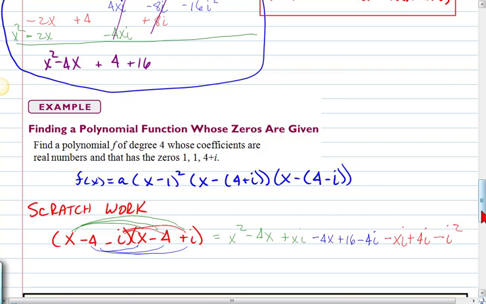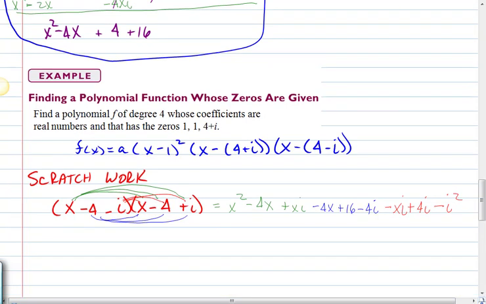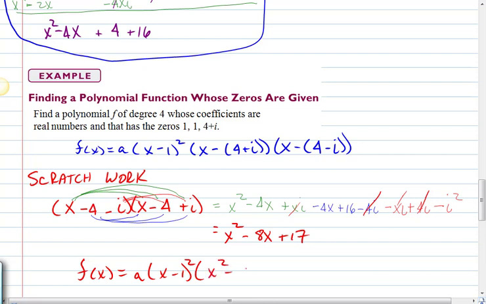Now we've got like terms to combine. So this is going to end up being x squared, minus 4x minus 4x is minus 8x, plus xi minus xi cancel, minus 4i plus 4i cancel, and we have 16 plus 1 is 17. So my real polynomial is going to be f of x equals a times x minus 1 squared times x squared minus 8x plus 17.